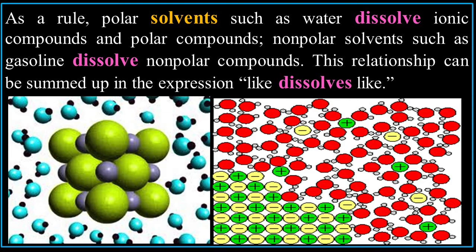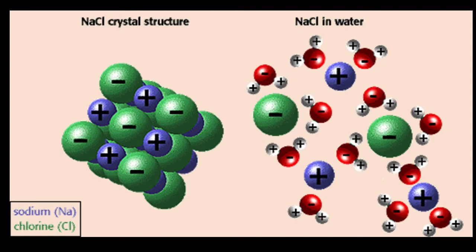As a rule, polar solvents such as water dissolve ionic compounds and polar compounds. Nonpolar solvents such as gasoline dissolve nonpolar compounds. The relationship can be summed up in the expression "like dissolves like." And there's a picture of some solvation of a crystal and how the hydrogen bonding is affecting that.